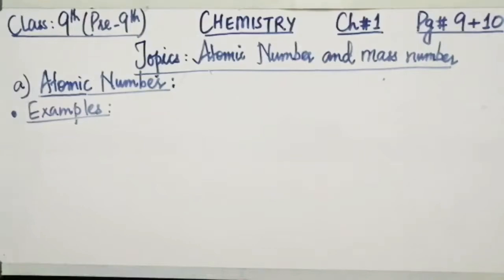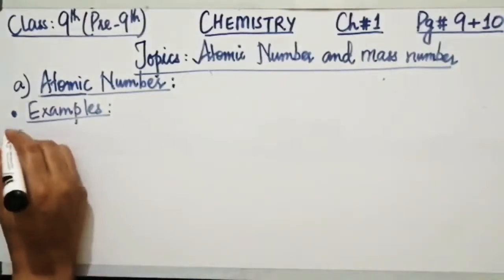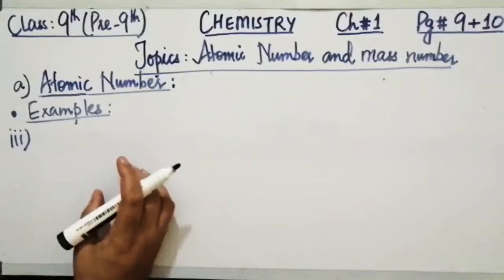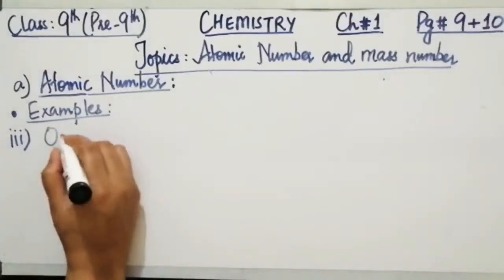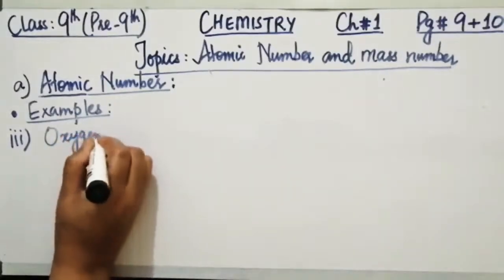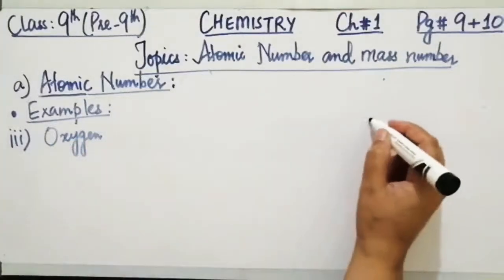Now some more examples. So example number 3. Now I am going to take the example of the oxygen atom. First, draw the atomic structure of oxygen.